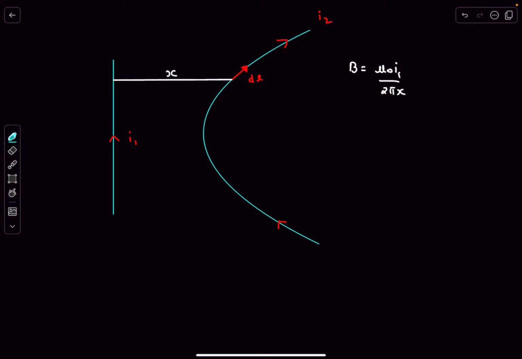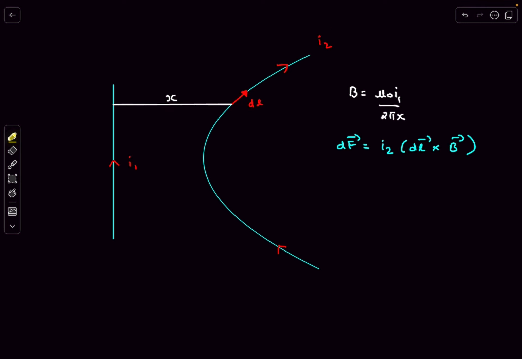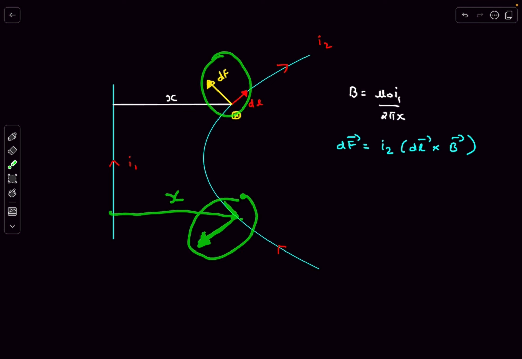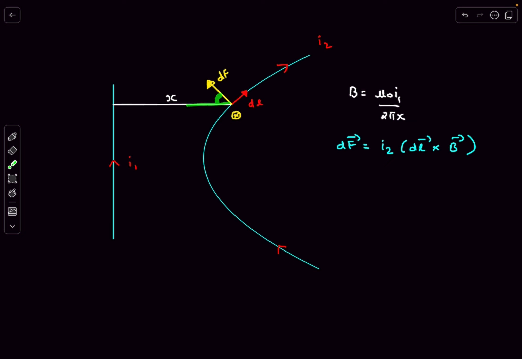Whenever we have a current element placed in an external magnetic field, the force acting on it is the current I2 times dl vector cross the magnetic field vector. At the location of the dl element, the magnetic field is into the plane. So if you do dl vector cross B vector, the direction of the force vector turns out to be normal to the tangent at this point. If you take a symmetrical current element down here at the same distance x, the dF force will be in this direction. If you sum both of these components together, only the horizontal component survives, and the vertical component cancels out. So our goal is to integrate the x cap component of the force.